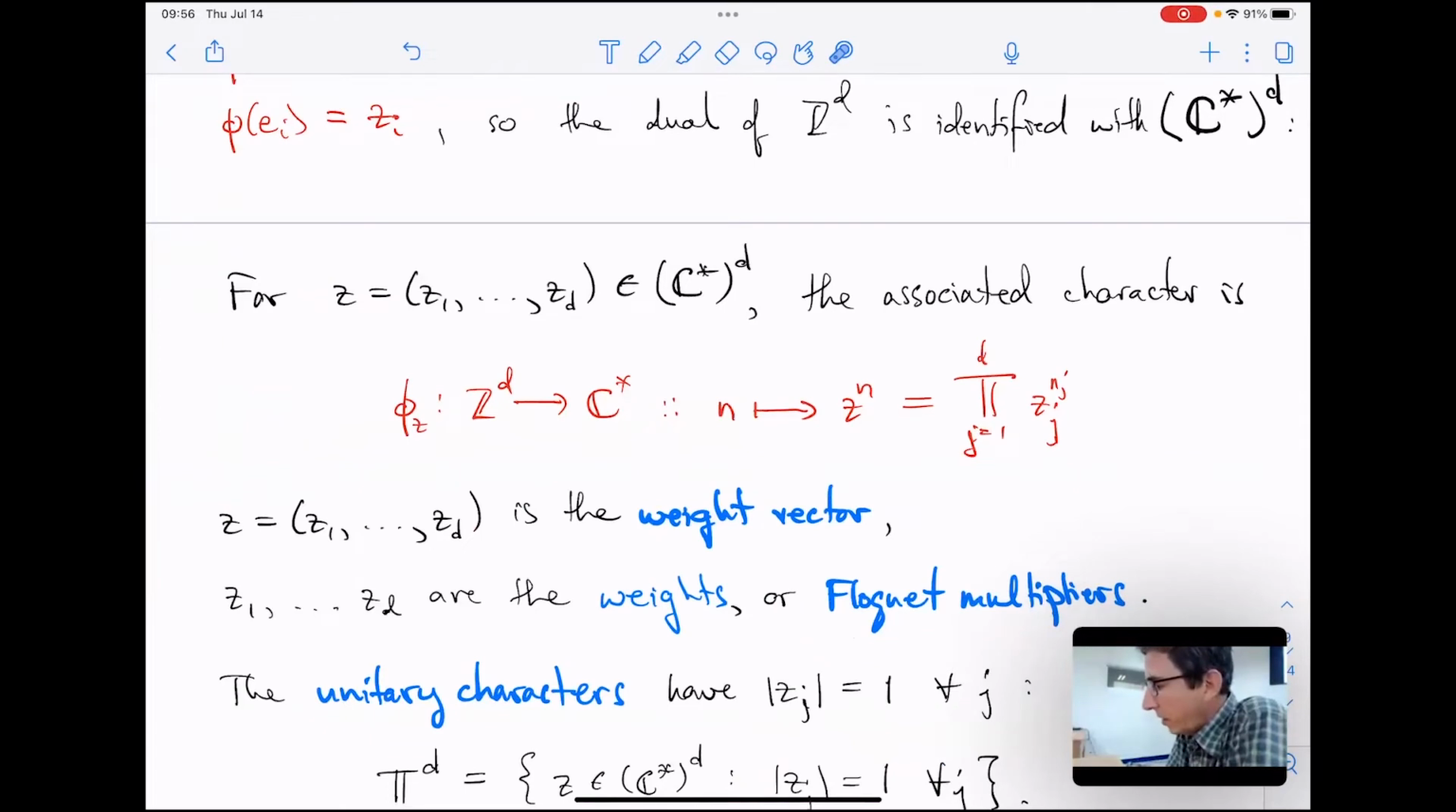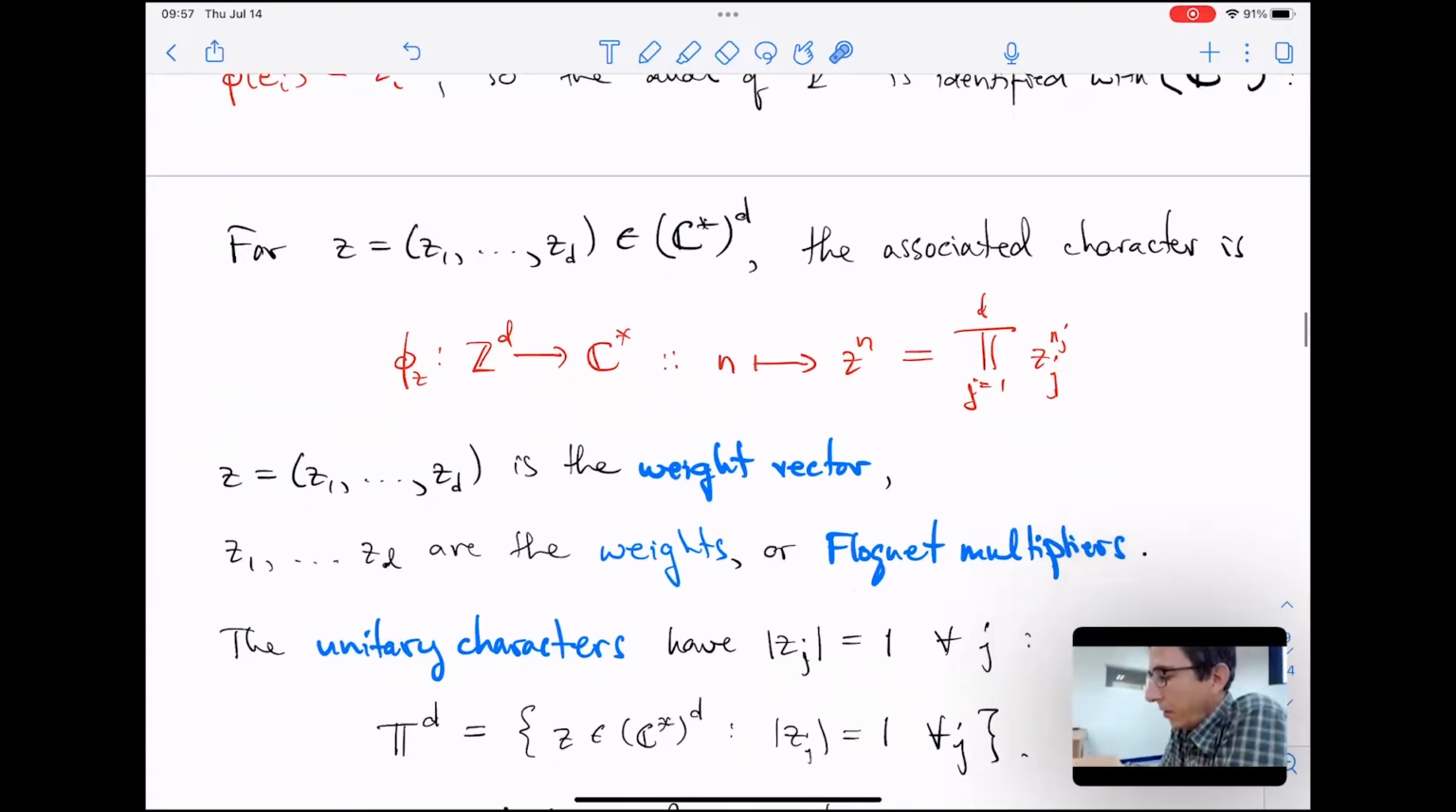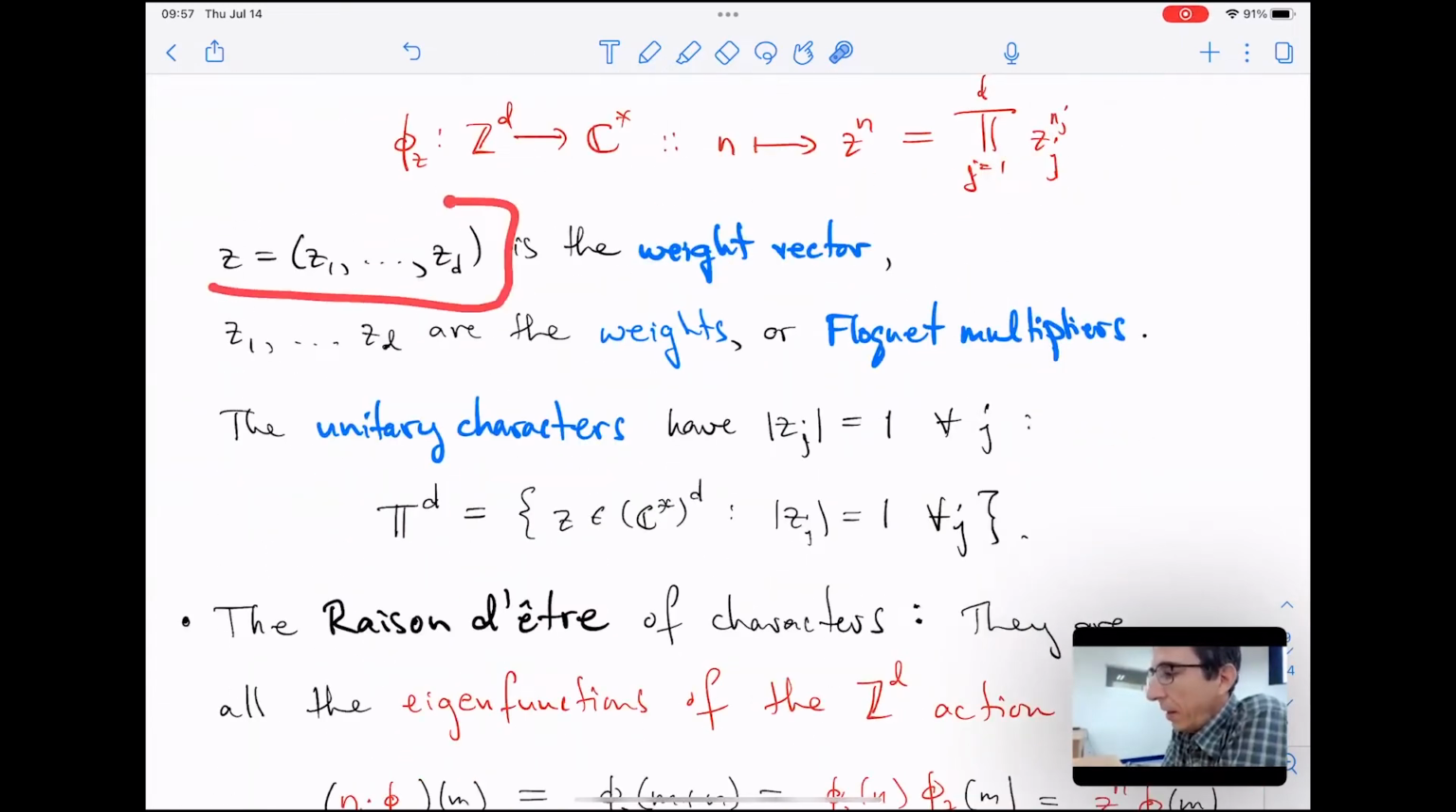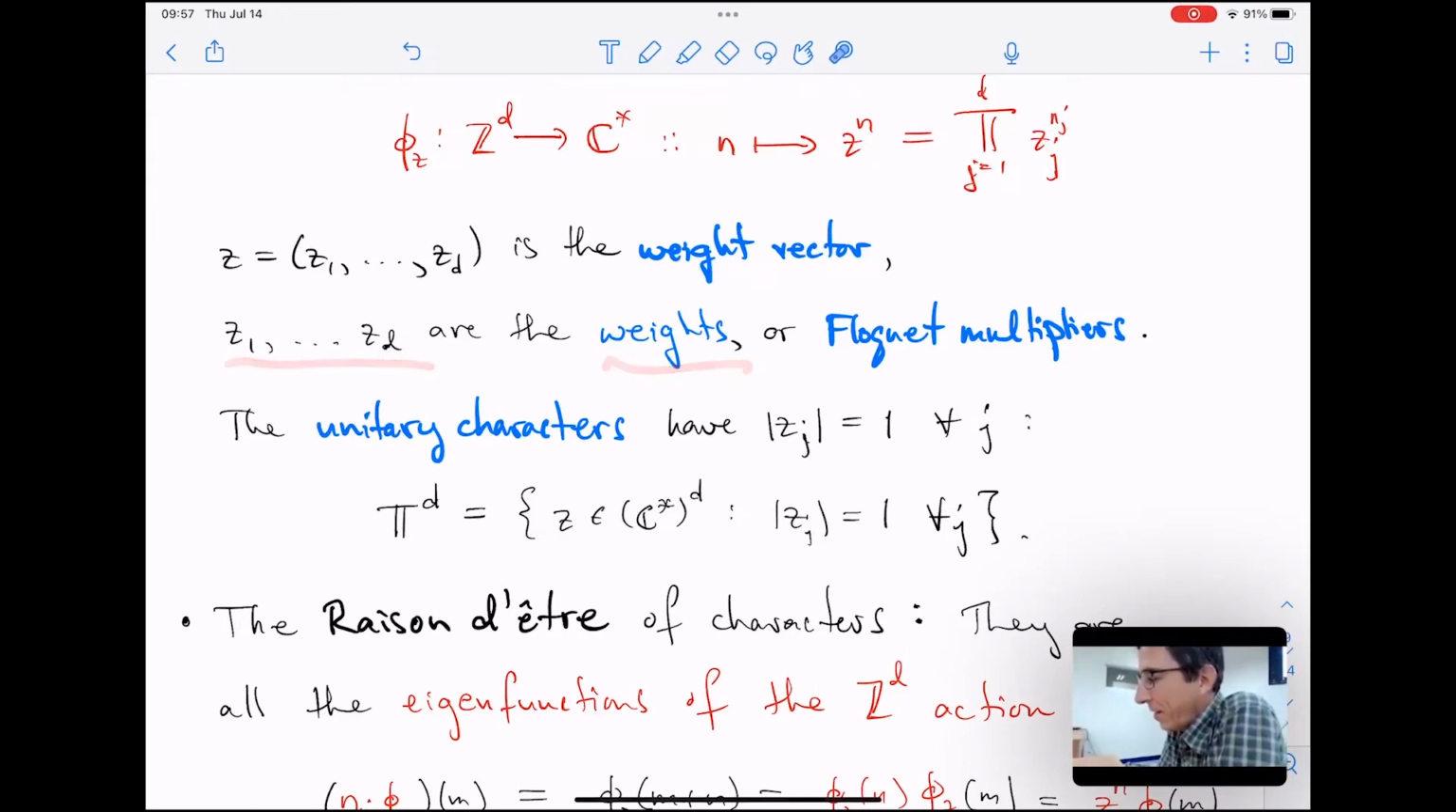If I send n to z1 to the n1, z2 to the n2, etc., then I have defined in a unique way a homomorphism from the whole group to C*, generated by its values at the elementary vectors. So these are the characters. And this thing in representation theory is typically called the weight vector. These things are called the weights or Floquet multipliers.